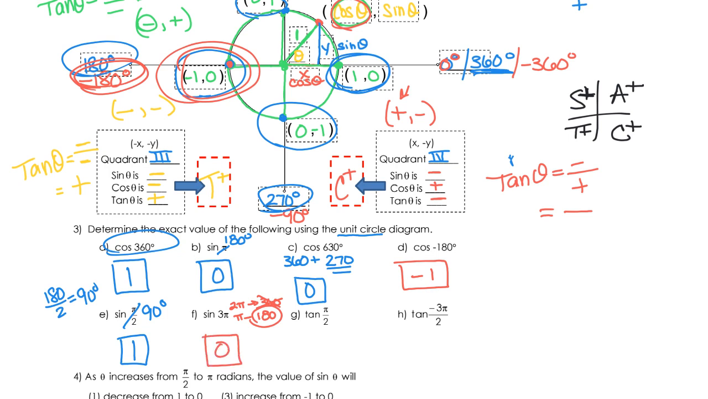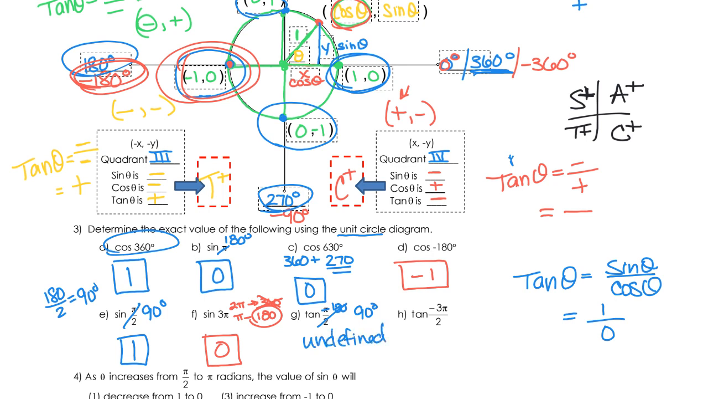And then we have tangent of pi over 2. We just did part E. Pi is 180, and 180 divided by 2 is 90 degrees. So we're looking at tangent at 90. We have to remember that tangent theta is sine theta divided by cosine theta. At 90 degrees, sine, which is the y-coordinate, is 1, and cosine, which is the x-coordinate, is 0. And 1 divided by 0 is undefined.